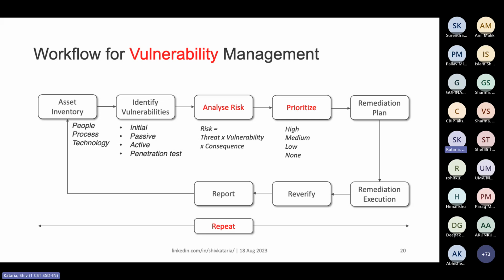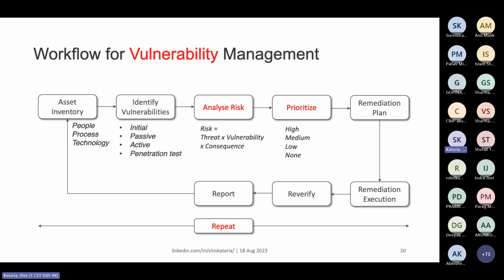I think I was also muted. Okay, so we started with the asset inventory. Then we had discussed the identification of vulnerabilities. So asset inventories has three different aspects: people, process, and technology. In vulnerability identification, we have initial level, passive, active, and penetration tests. Immediately after that comes the analysis of the risk, and risk involves threat, vulnerability, and the consequence.